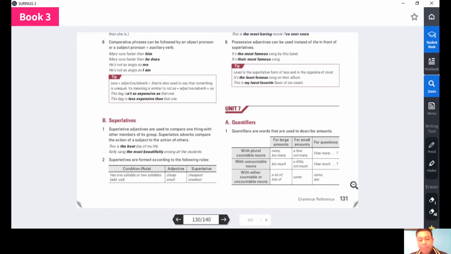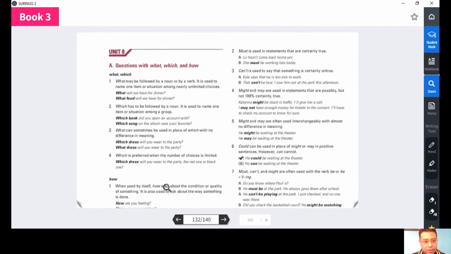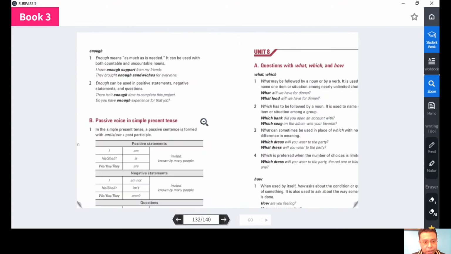With either, it doesn't matter if you're using countable or uncountable nouns, you're going to use a lot of or lots of for large amounts, some for small amounts, and for questions some or any. Okay, now the next page, it's about the same but with different aspects. So I'm going to show you this.